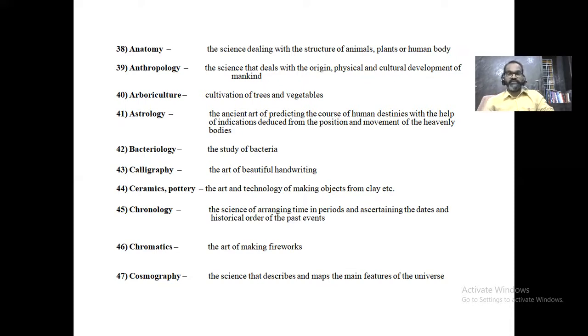And chronology. Chronology means the science of arranging time in periods and assessing the dates and historical order of past events. So past to present. That's called chronological order, from past to the present, the historical order of the past events. Okay, and chromatics, the art of making fireworks.